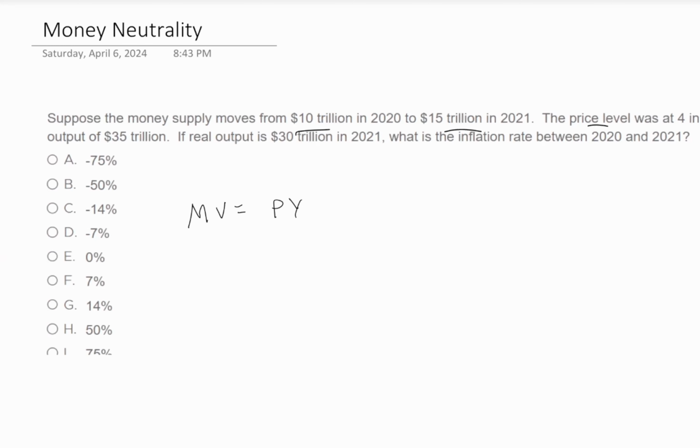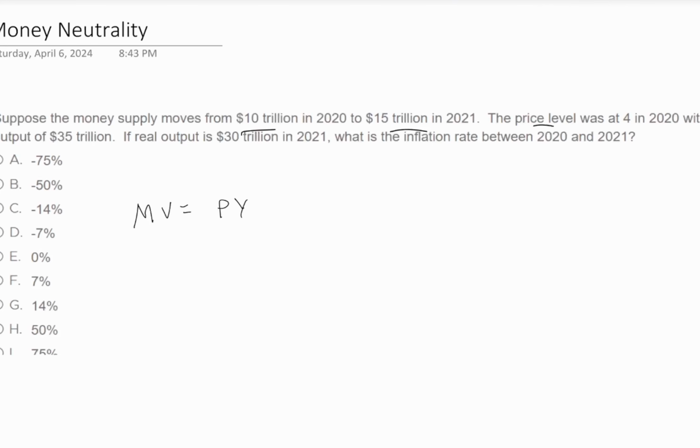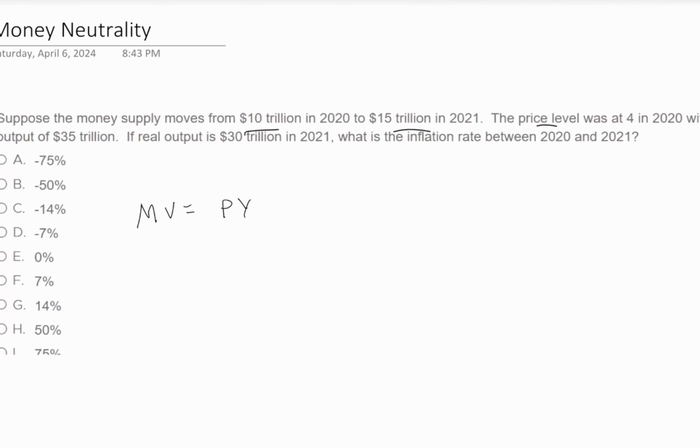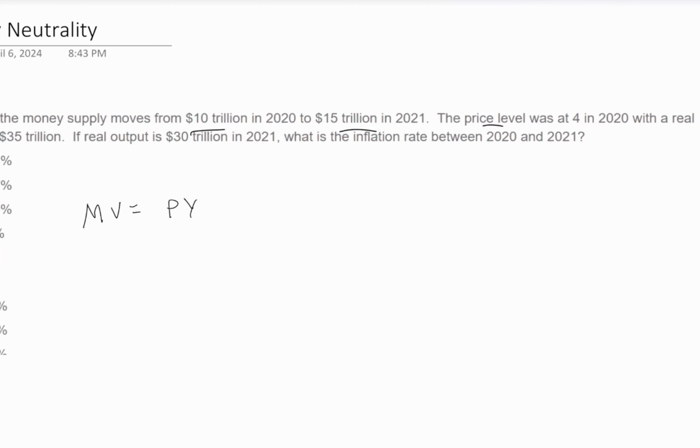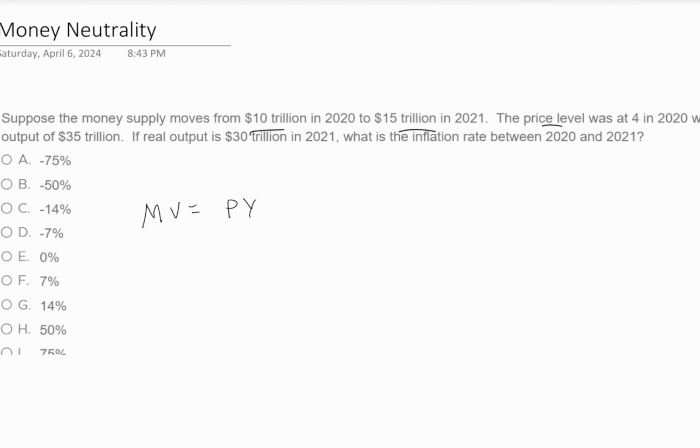So we have this question. Suppose the money supply moves from 10 trillion to 15 trillion in 2021. The price level moves from 4, with a real GDP output of 35 to a real output of 30 trillion. What is the inflation rate? Okay, so how do we solve this?